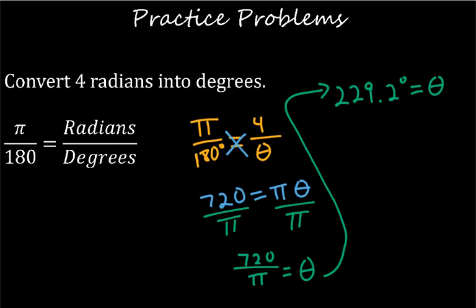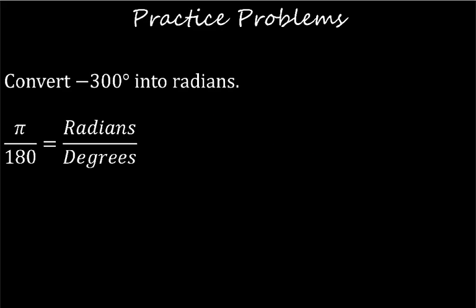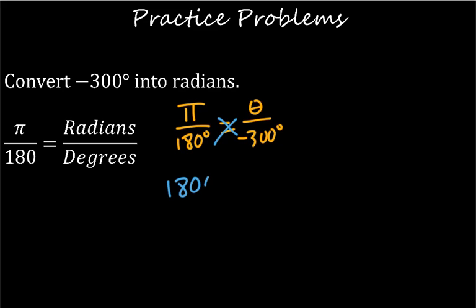I'll do one more example here. Convert negative 300 degrees into radians. So again, we're going to set up our original proportion. Pi over 180 degrees is equal to some number of radians over negative 300 degrees. And we're going to cross multiply, and we'll get 180 theta is equal to negative 300 pi.